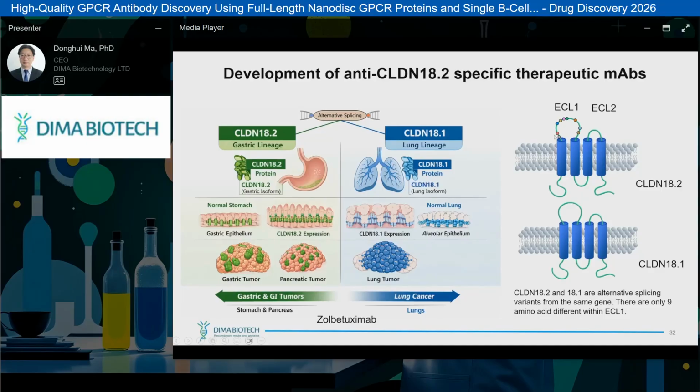So how to really develop an antibody that only recognizes ECL1 of Claudin 18.2, but not 18.1, is a pretty big challenge, because you have to develop an antibody that only recognizes 18.2. So you only have one choice: develop an antibody against ECL1, and the difference is only 9 amino acids.